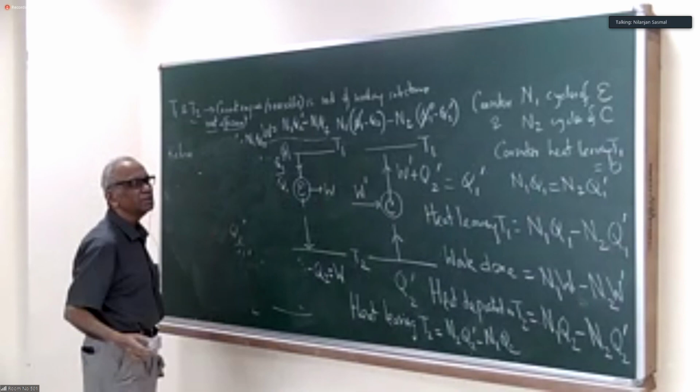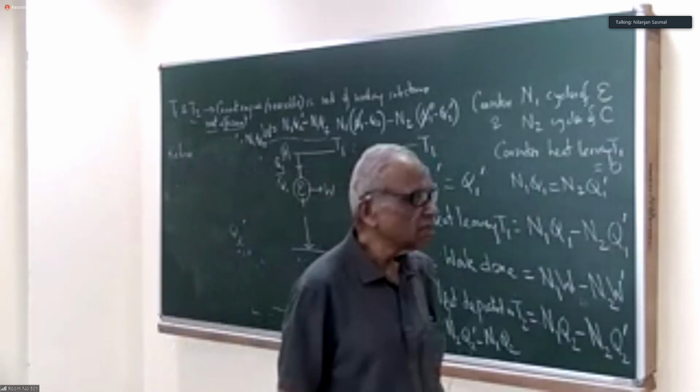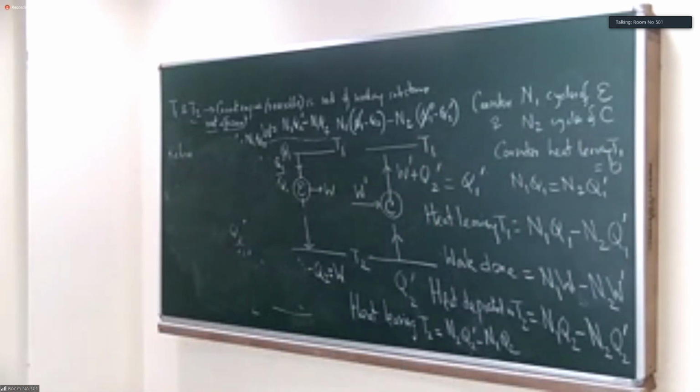Sir, what was the motivation behind doing N1 cycles of E and N2 cycles of C? Does the number of cycles affect the efficiency? The number of cycles were taken just as a device for getting at the proof. The final answer has nothing to do with the number of cycles, right?